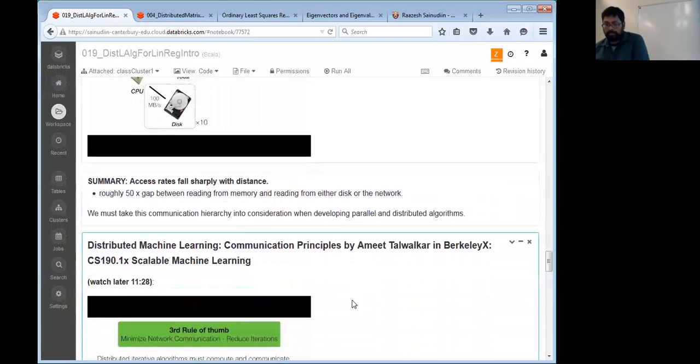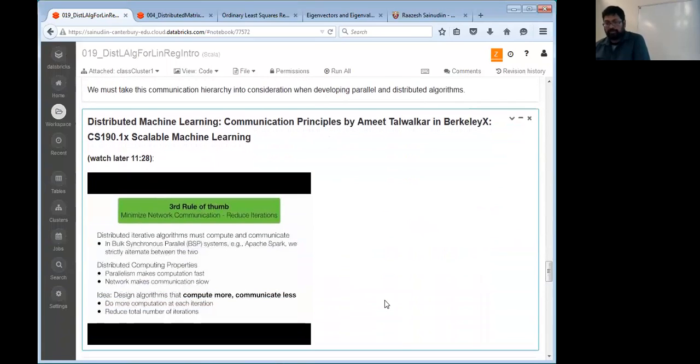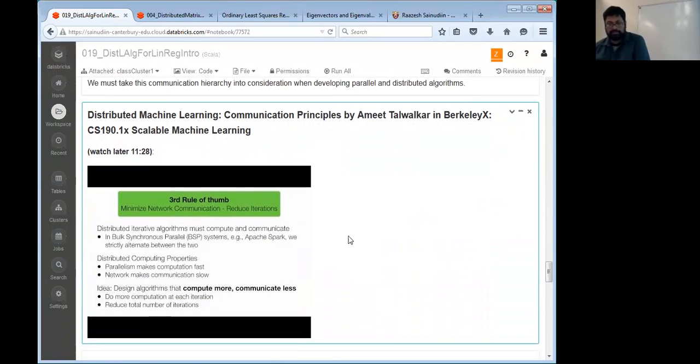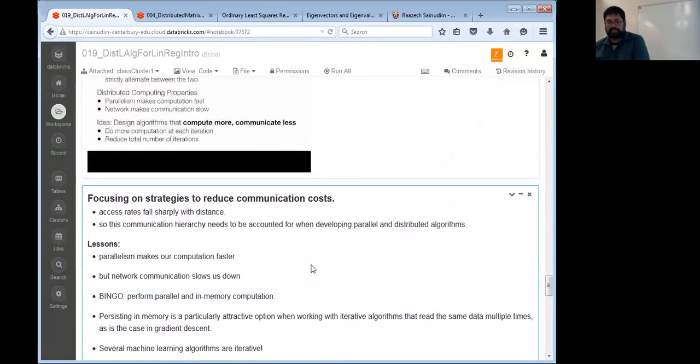So this essentially summarizes the basic rules of thumb. This is a very good 11-minute, 28-second video, and here are some strategies you need to focus on to reduce communication costs. Access rates fall sharply with distance. So now this is the distance between the CPU and the memory, and between different computers through the network. We have to be mindful of this communication hierarchy.